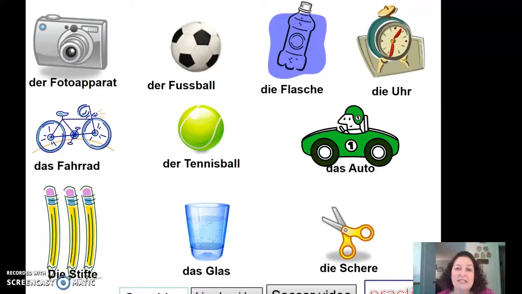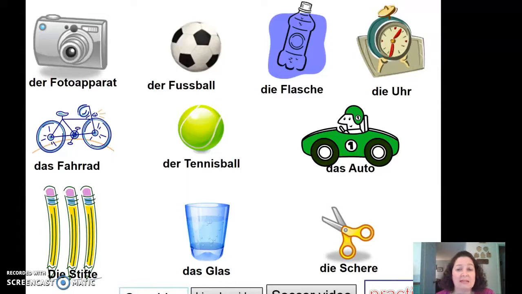Die Stifte is just an abbreviation for die Bleistifte. So you can say die Stifte, you can say die Bleistifte. You can say der Bleistift, or you can say der Stift. So Stift is an abbreviation for Bleistift. You can use either one. So that's really what they're showing you here. Okay, say them after me one more time.